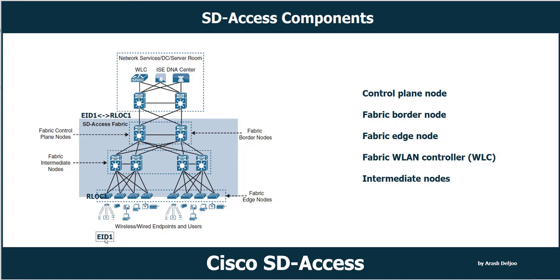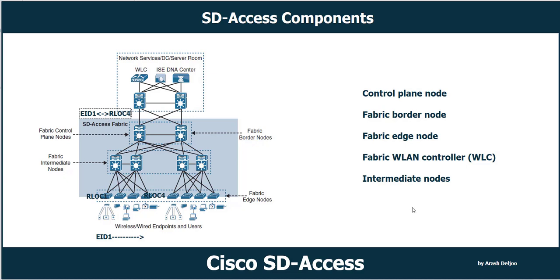Assume that EID 1 roams or moves to the other switch, for example, this switch. Okay. And actually, now the RLOC changed to, for example, RLOC 4. And you know that this edge device should inform the SD-Access fabric control plane node that now EID 1 can be reached from RLOC 4. What does it mean? Actually, here we have a host tracking database. We call it HTDB, host tracking database.